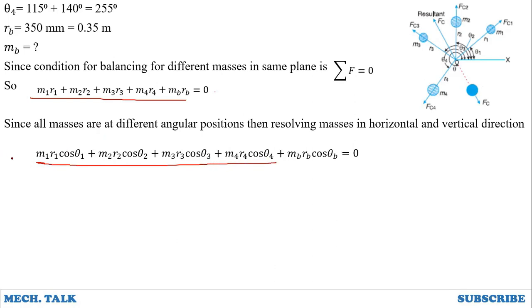So what we will do, we will put the value of all these, and we will find the value of mb rb cos theta b.